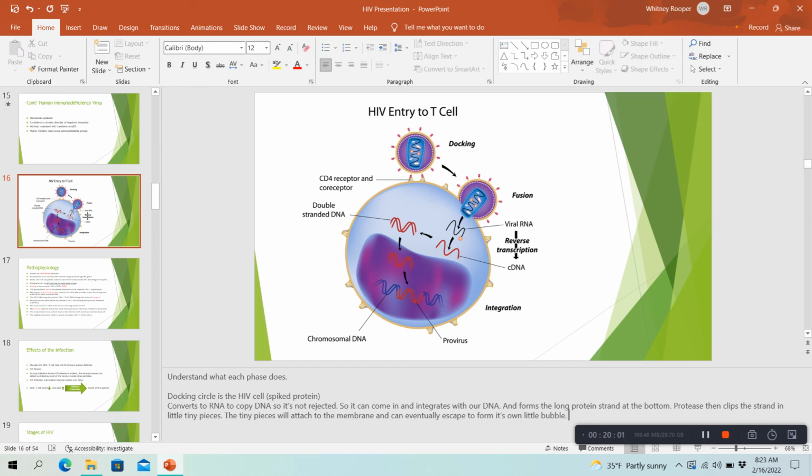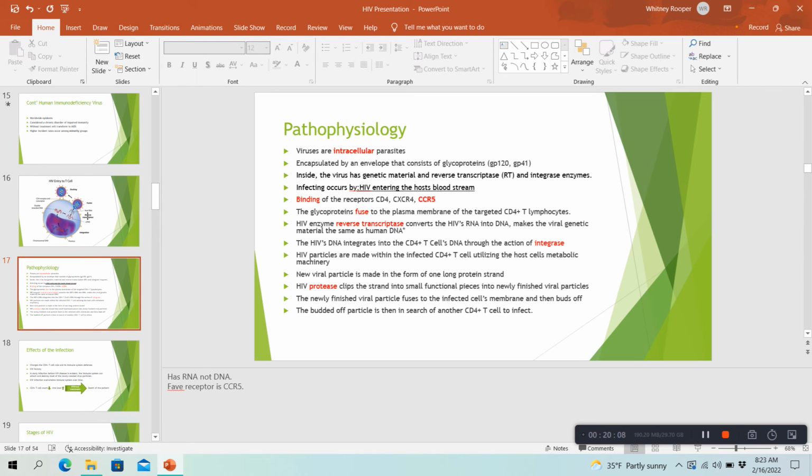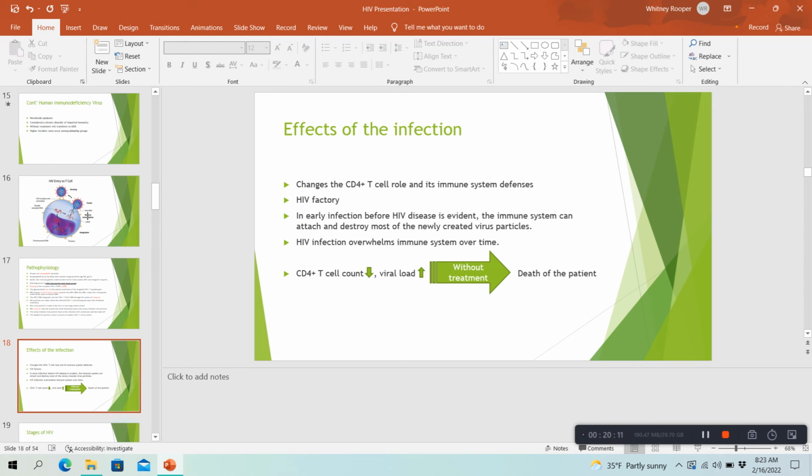So what it does is it ultimately changes the CD4 T cell role in its immune defenses. So now it can no longer, at first, let me just say this, at first, can our immune system recognize it? Yeah, when it first infects us, our immune system can recognize most of them. However, one will slip in. To me, it kind of, women's health, I think of a little sperm slipping in and making its way through. One HIV particle can actually make its way to a CD4, and that's what starts that process.